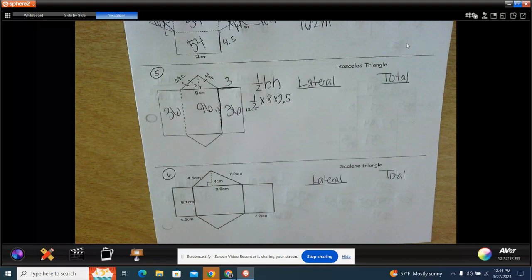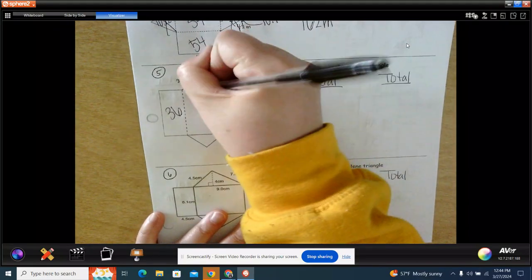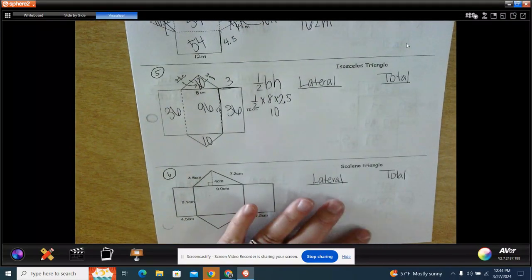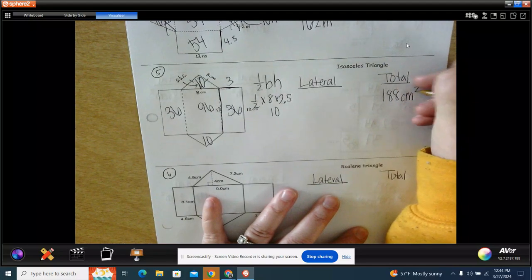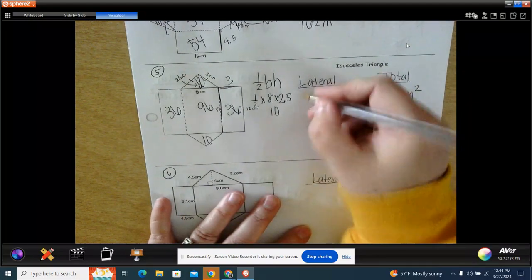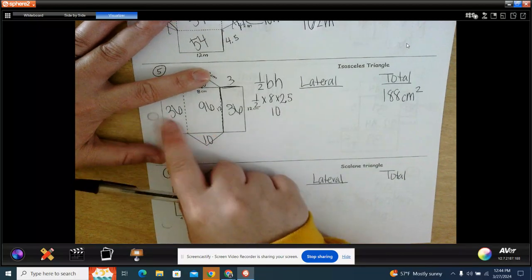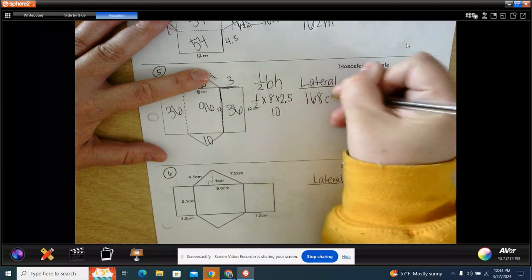So we're going to multiply 1/2 times 8 times 2.5, which is 10. And then to find our total, we're going to add everything up, which is 188 centimeters squared. So again, lateral is no triangles, so I'm not going to use the tens. So I'm going to add 36, 96, 36, which is 168.